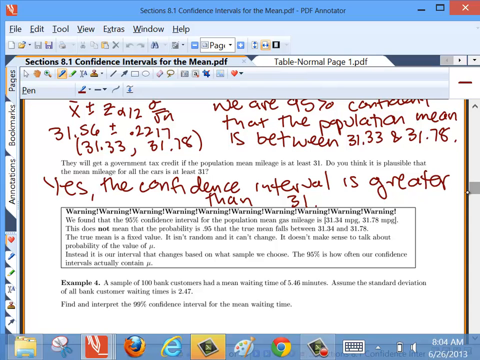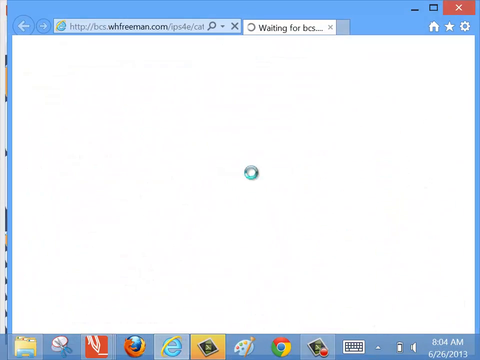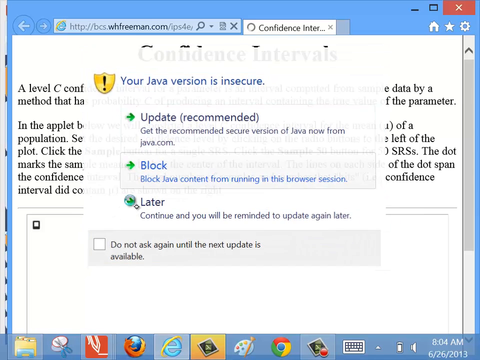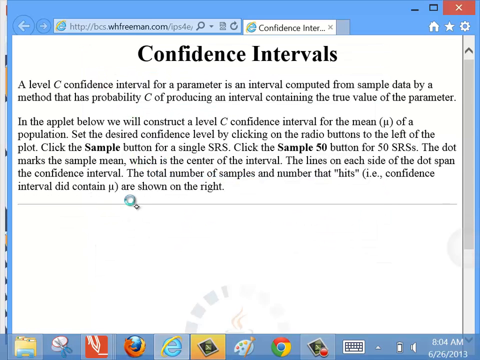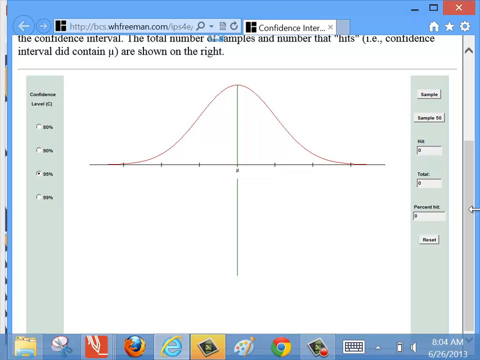So to see that, let's go back up and look at the applet that didn't work yesterday. So here's the distribution. Notice we have the normal curve. This is the distribution of all of our possible sample means. So let's say we want to take a 95% confidence interval. What happens is I find one sample mean.